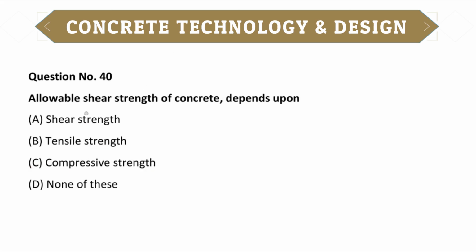So next question, allowable shear strength of concrete depends upon option A, shear strength. Option B, tensile strength. Option C, compressive strength. Option D, none of these. So the correct answer is option A, shear strength.